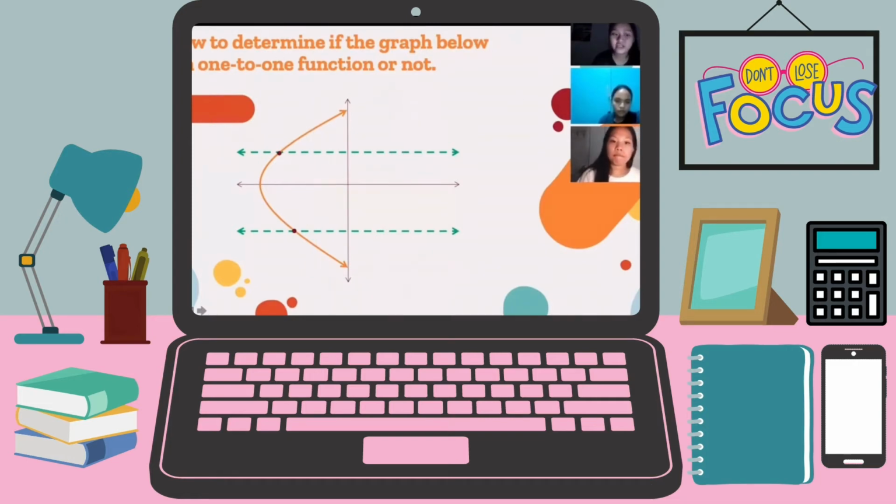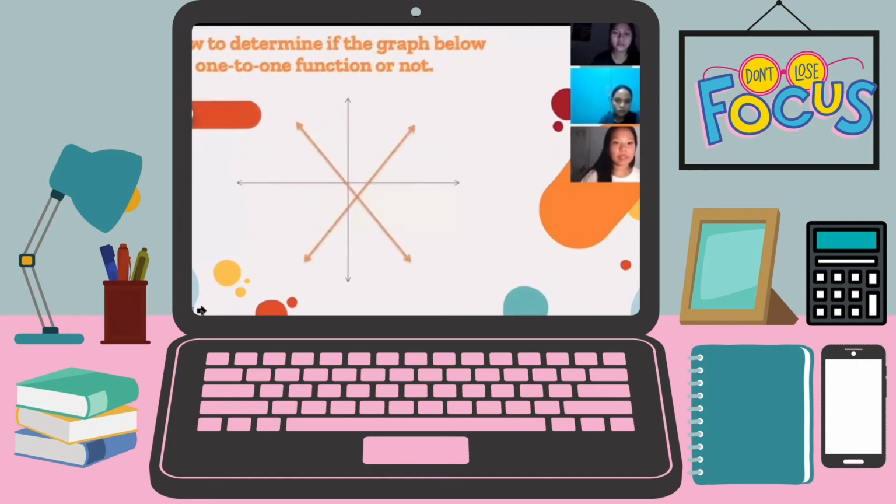So let's have another example for you to understand more. For this kind of function, what do you see? What do you observe? Well, the horizontal line corresponds to more than one point, which is 2. So this is not a one-to-one function. Am I right? Oh yes, it corresponds to two or more points. Okay, I think you got it.